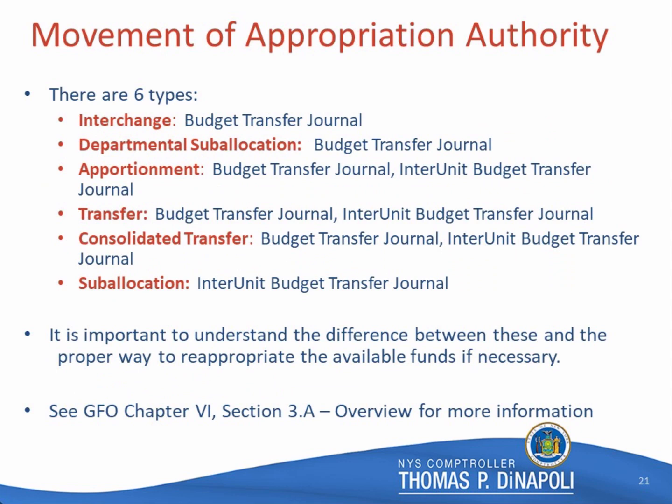There are several types of movement of appropriation authority in SFS. The type of movement that an agency is using on a budget transfer or inter-unit budget transfer journal is indicated by their budget entry type used on the header tab of the journal. Interchanges are used on a budget transfer journal. These transactions can move authority between accounts in the same department, fund, program, and budget reference.